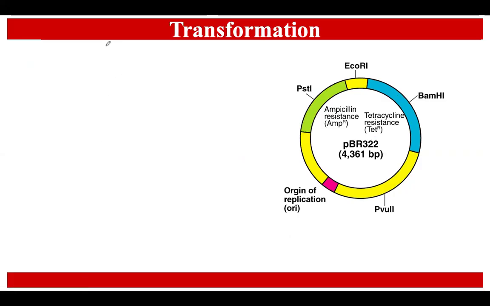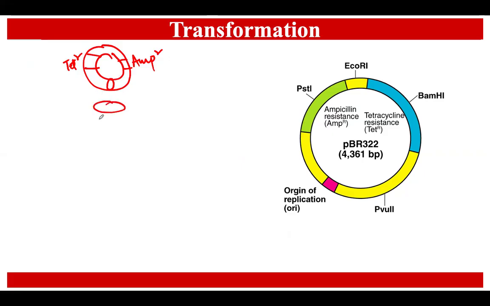So how does the transformation actually take place? In order to do that, we take the plasmid. Let's suppose that this is the pBR322 plasmid. This is the region of replication. Then there is this tetracycline resistant gene, and then there is an ampicillin resistant gene, as we just mentioned. And there are so many restriction sites as well.